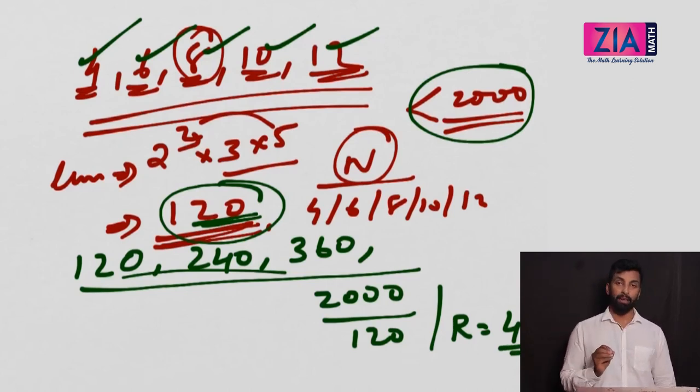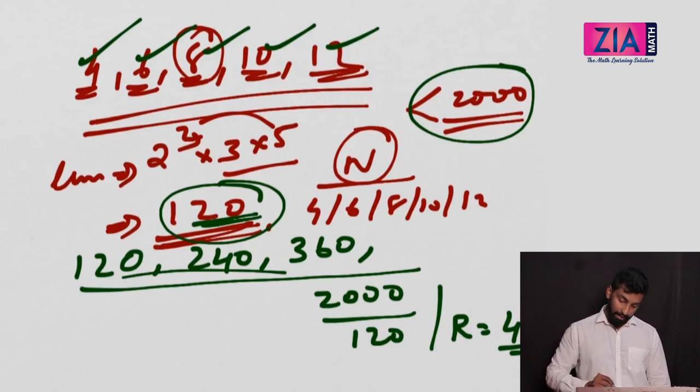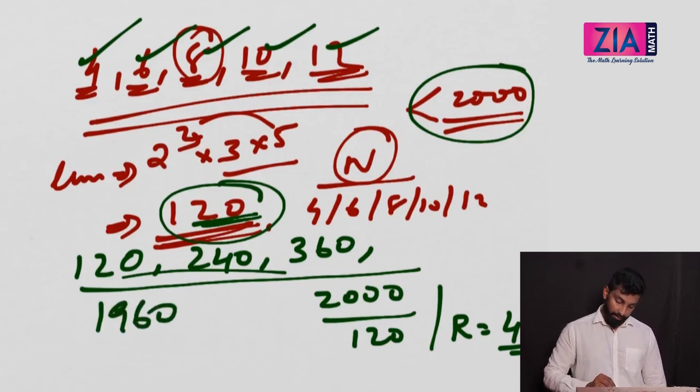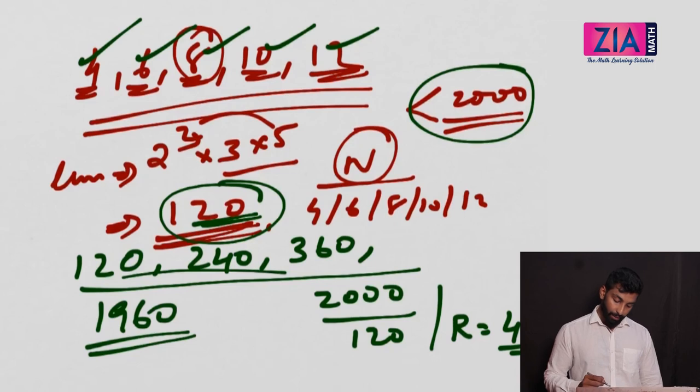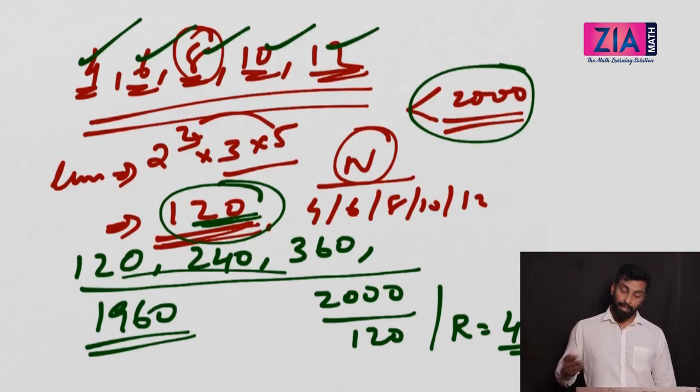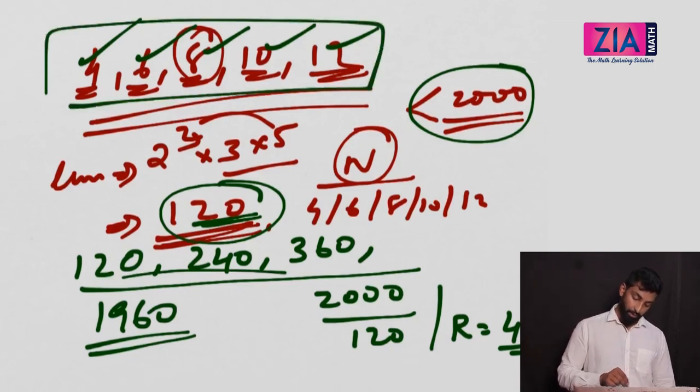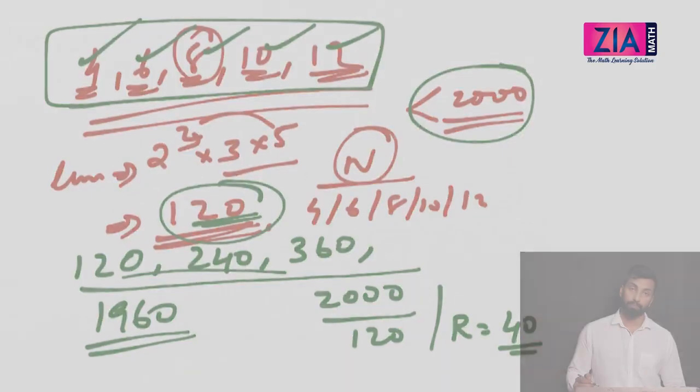So what does it mean? There is an extra of 40. There is a number which is completely divisible by 120, plus 40. So if you subtract 40, you will get 1960. So 1960 is the last number less than 2000 which is divisible by all those numbers. 1960 is the last number.